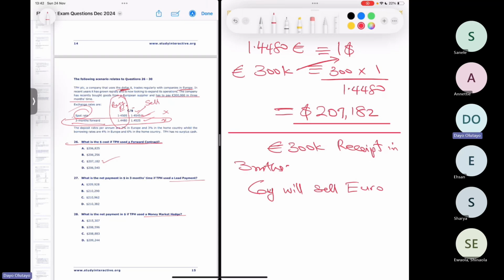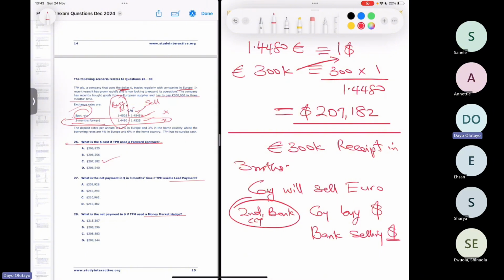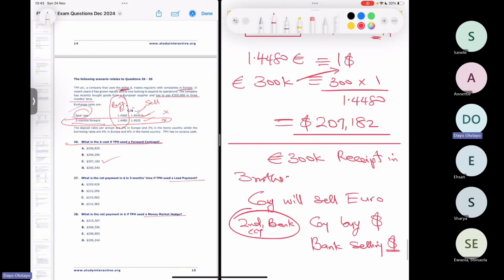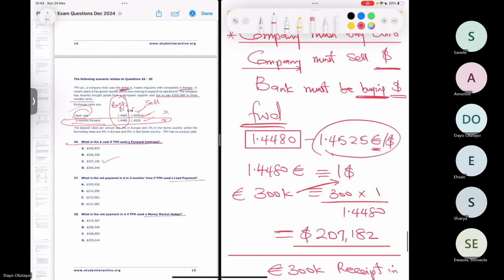If a company is going to sell euro, we have said think second currency, think bank. Which means we need to know what is happening to the dollar and what the bank is doing to the dollar. If the company is selling euro, it means the company will buy dollars, and they must be buying from the bank, which means the bank is selling the dollars. In that case, we need to use the sell code, which is this part.